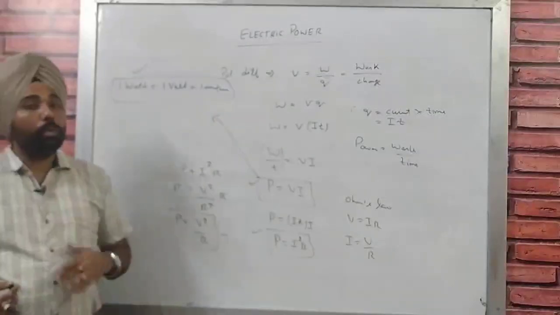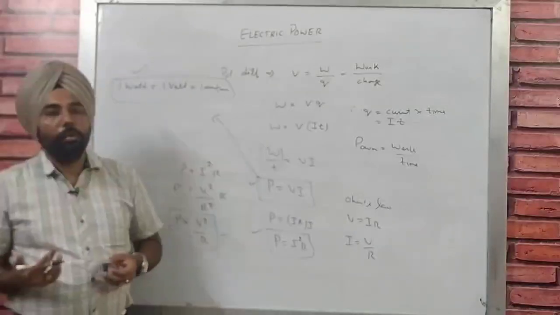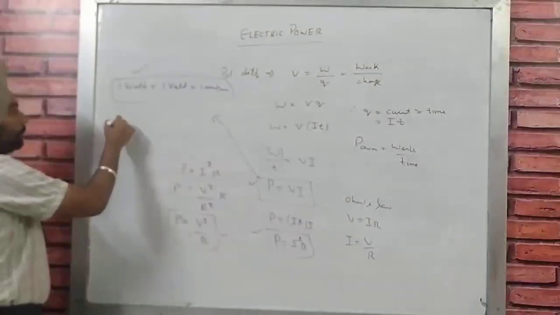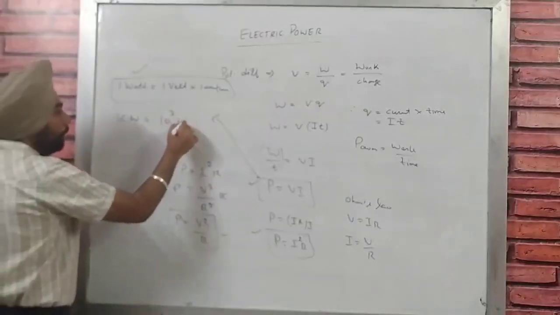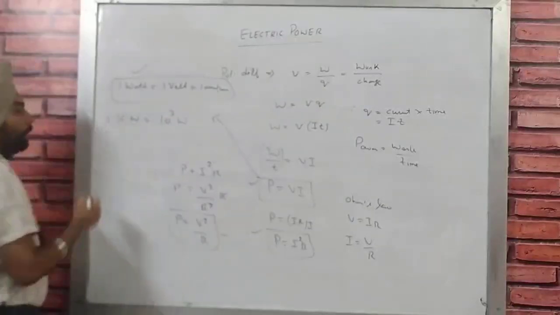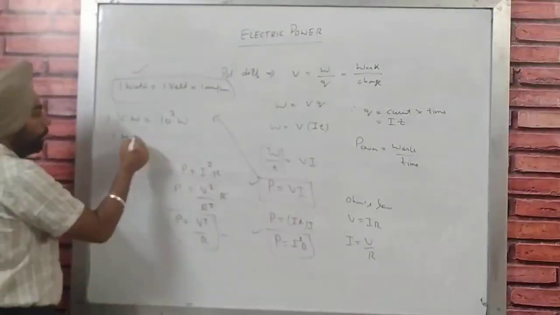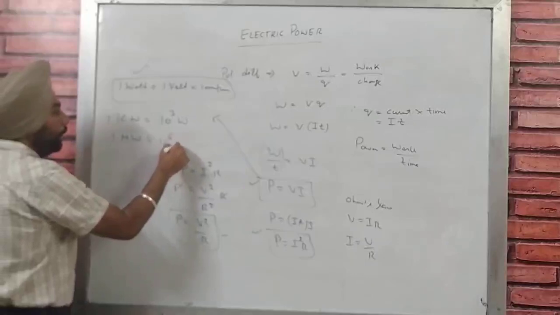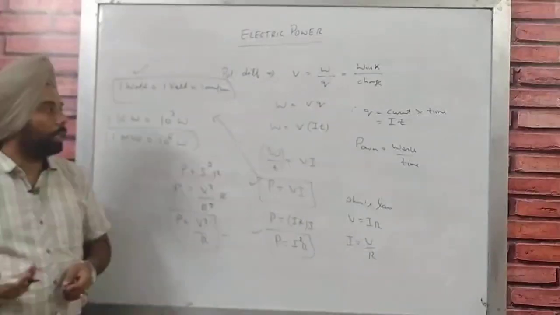But watt is not the practical unit of power. You all know the practical units are going to be kilowatt. Now what is kilowatt? That is 10 raised to power 3 watt, known as 1 kilowatt. And megawatt. Now what is megawatt? That is 10 raised to power 6 watt. Now these are the practical units we use for electric power.